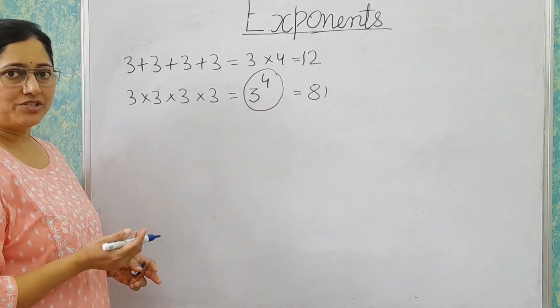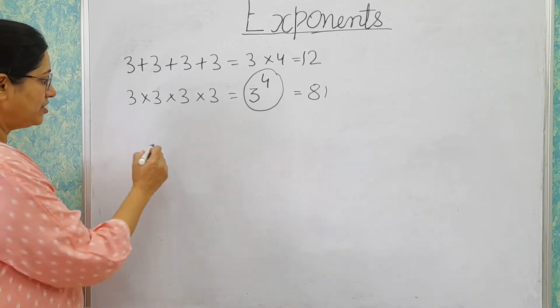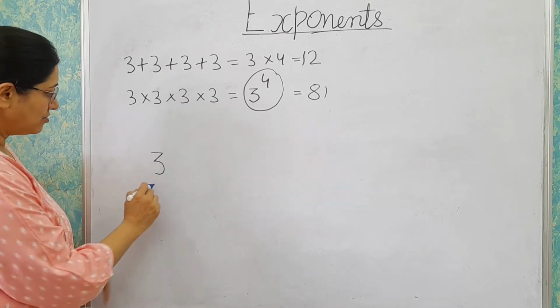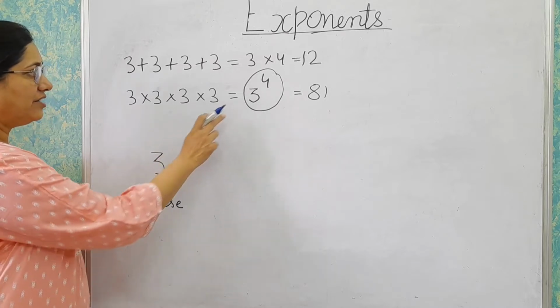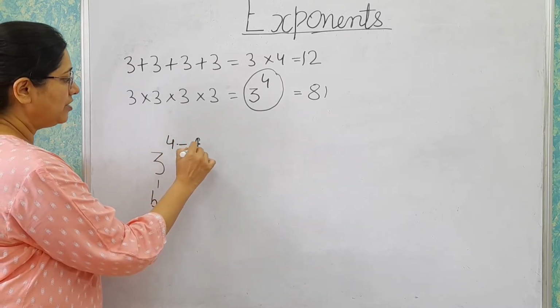What is an exponential number? An exponential number has two parts. The first part is the base number. This is called the base. And in 3 raised to the power 4, this 4 is called the exponent.